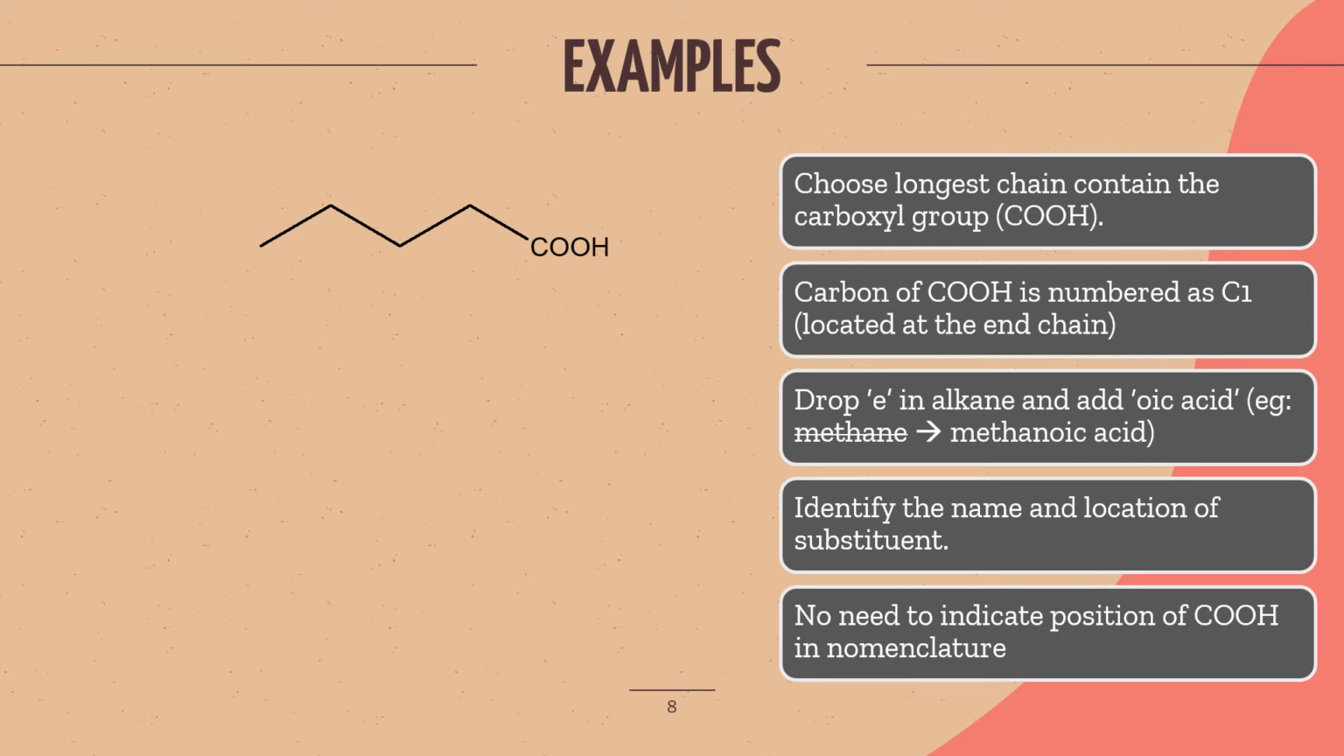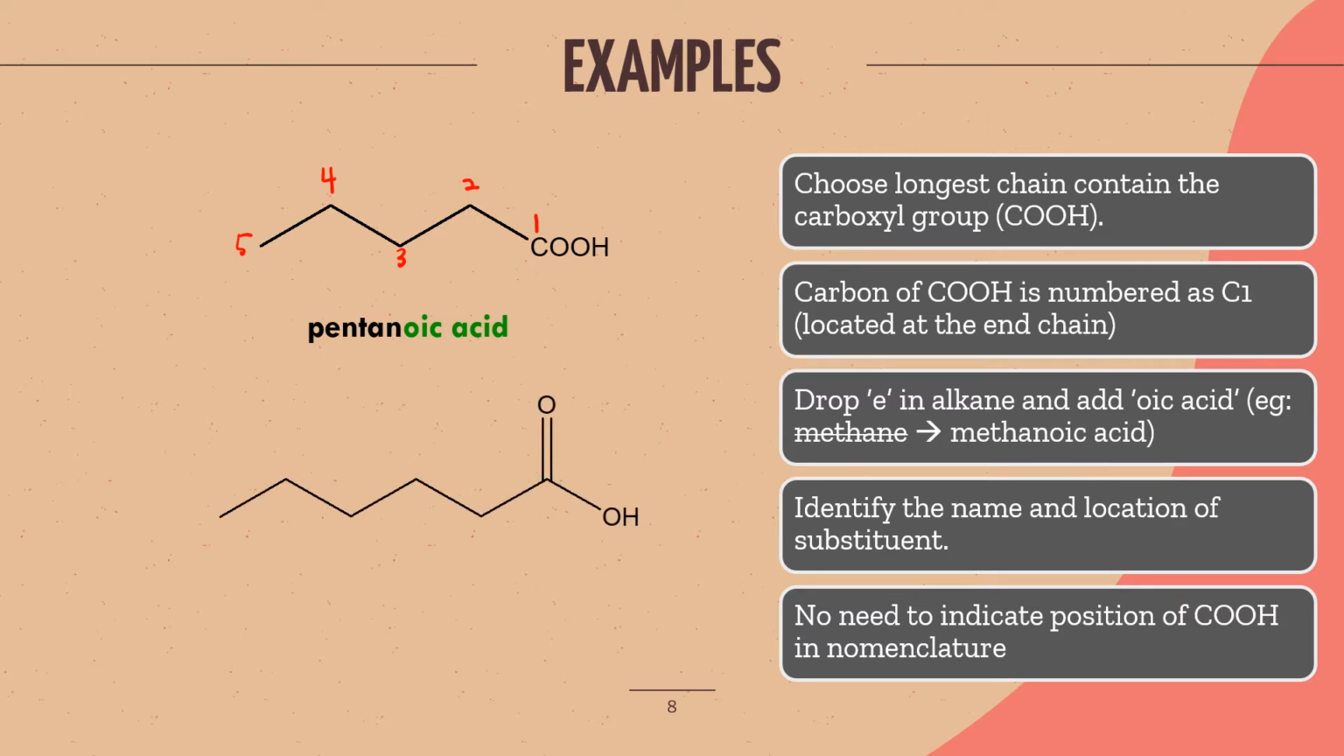So in this structure, you have to choose the longest and continuous carbon chain as the parent chain, and that carbon chain must contain COOH. And you have to start the numbering at the carbon of the COOH in the parent chain. So by doing that, maka kita akan ada sebanyak 5 carbon atoms in the structure of the carboxylic acid. So the 5 carbons refers to pentane if it is an alkane.